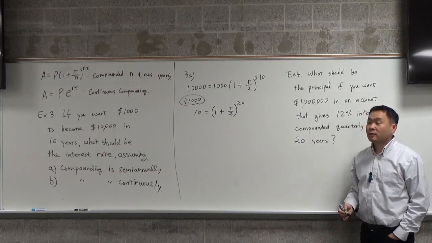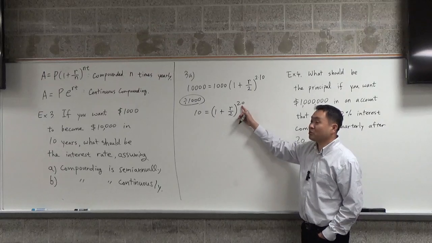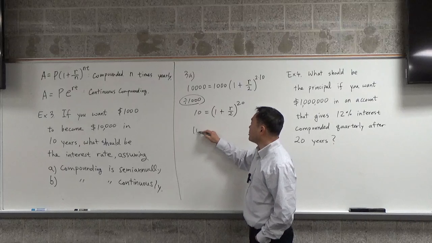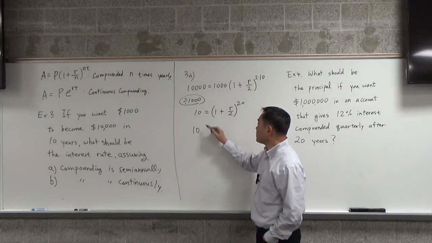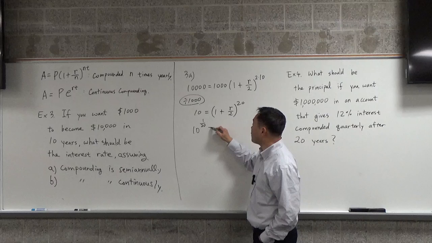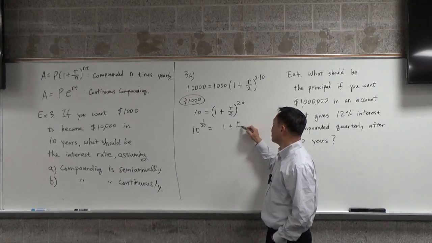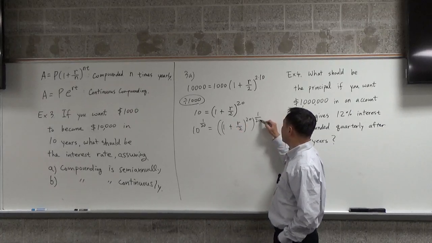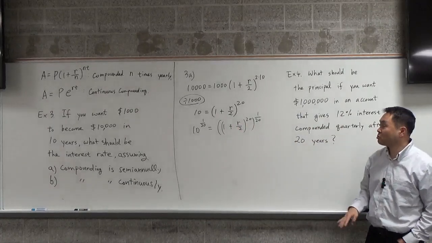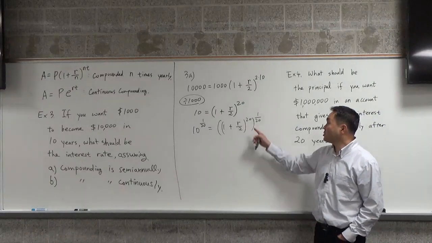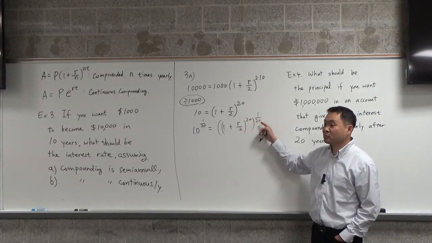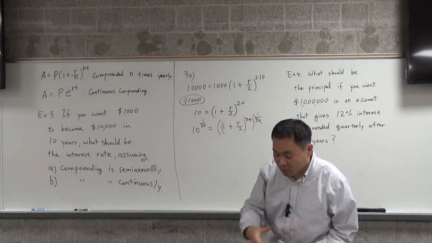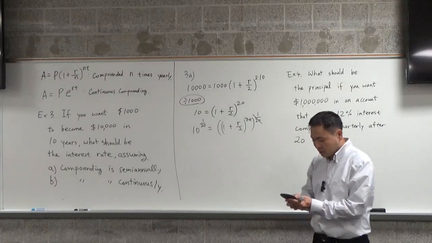Okay. Now, you have to get rid of 20. How do you do that? You can do the 20th root, or you can also take the 1 over 20th power to it. So you can put the entire thing, both left and right, to the 1 over 20th power. And because these exponents multiply, they cancel out. Now let's see what's 10 to the 1 over 20th power.